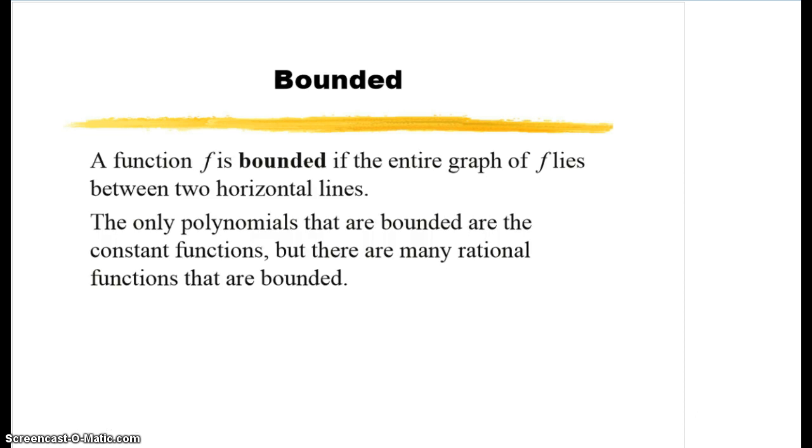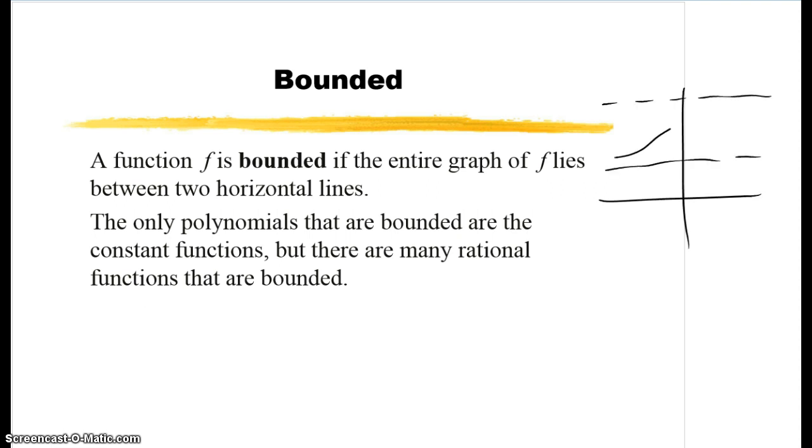One last thing that I wanted to show you in this video is bounded. When is a function f bounded? It's bounded if the entire graph of f lies between 2 horizontal lines. So if you can fit the entire graph between 2 horizontal lines, maybe something like this, this is an example of a function that's bounded. The only polynomials that are bounded are the constant functions, but there are many rational functions that are bounded. Your book goes through some examples, so take a look at the examples in your textbook.